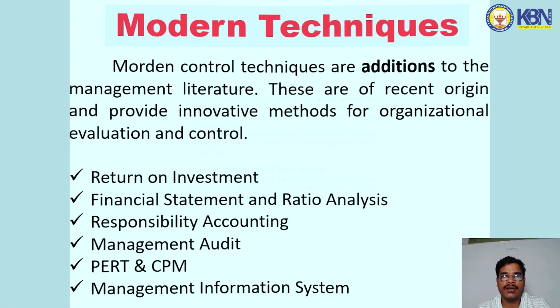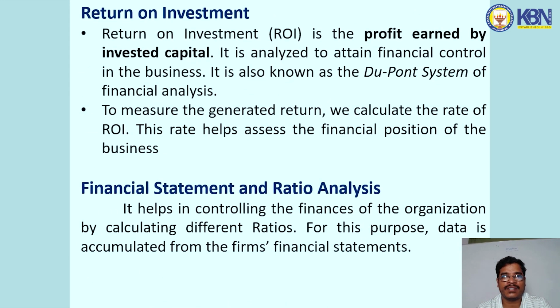So under the modern techniques, we have the first one, that is ROI, returns on investment. It is the profit earned on the invested capital. It is analyzed to attain financial control in the business. So it is also known as the DuPont system of financial analysis. Under financial statements and ratio analysis, it helps us to control the finances of the organization by calculating different ratios. For this purpose, data is accumulated from different firms or companies in the form of financial statements.